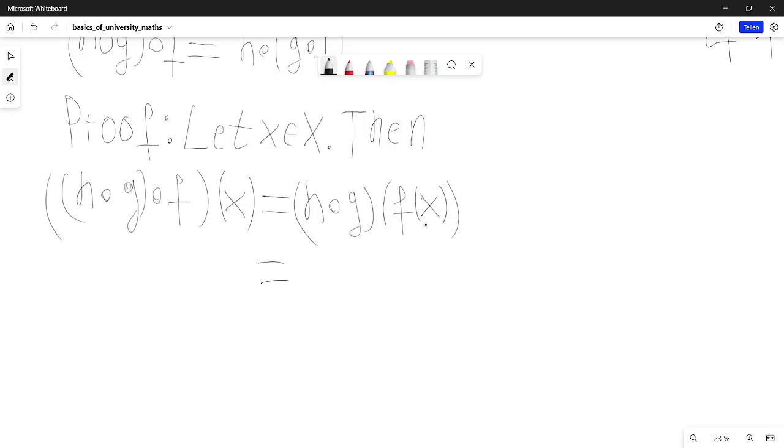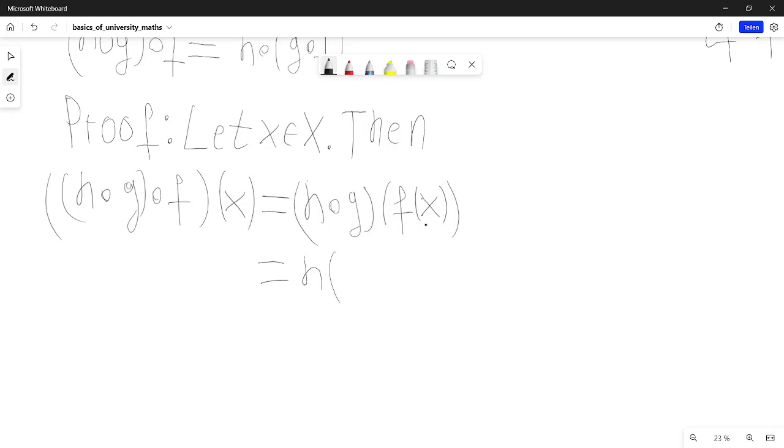Well, now we have this element, right? This is now an element of y. And now we have this map, and we just apply the definition of composition, just the same. We have this map to evaluate this element. Okay, what do we have?